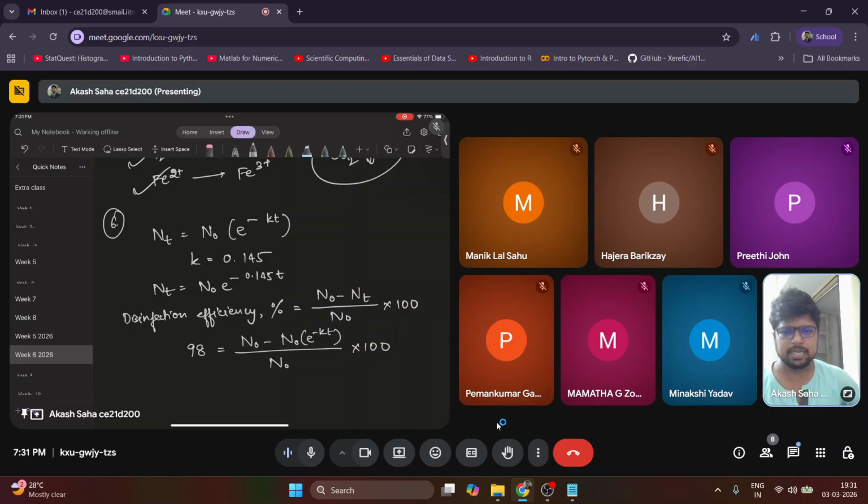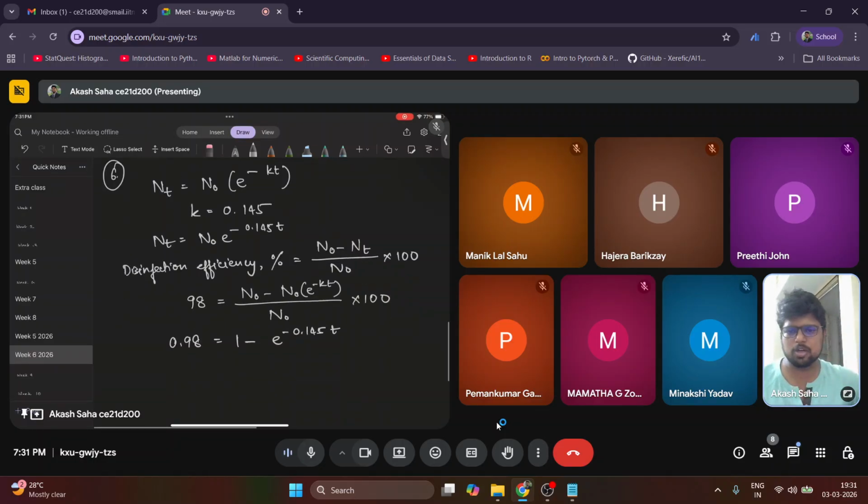and then divide by N0 into 100. So N0 will get cancelled. So ultimately we get 100 times (1 - e^(-0.145 t)). If you solve this equation, you will get t as 26.97 minutes, because this k value is also in minutes. So the answer we get is 26.97 minutes.